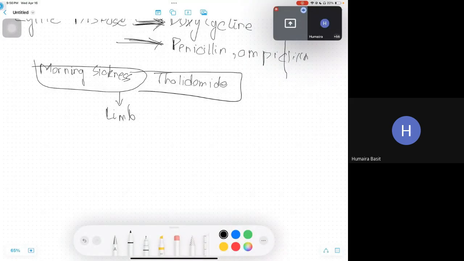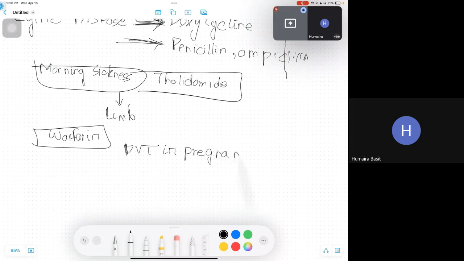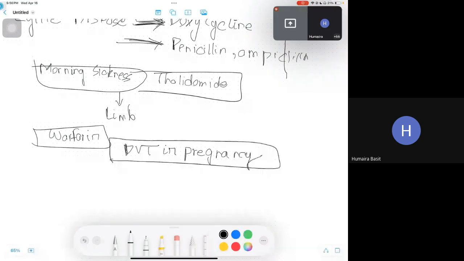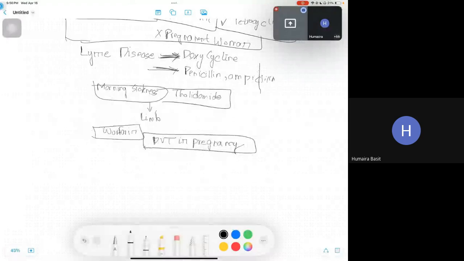And another drug which causes limb defects and bone and cartilage defects is warfarin. So if a woman is having DVT in pregnancy, DVT is very common in pregnancy, we will give that patient heparin instead of warfarin. So I think those are the drugs that cause limb defects that you need to remember. Doctor, could you repeat the last part? Which one caused the limb defect? Warfarin.